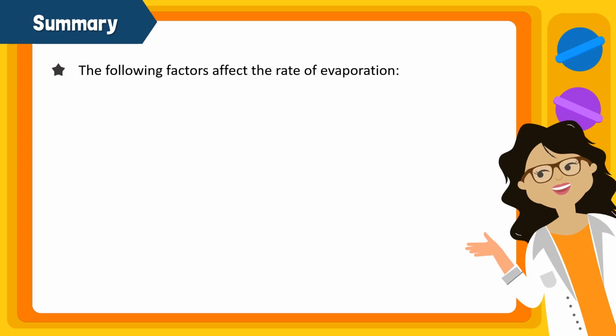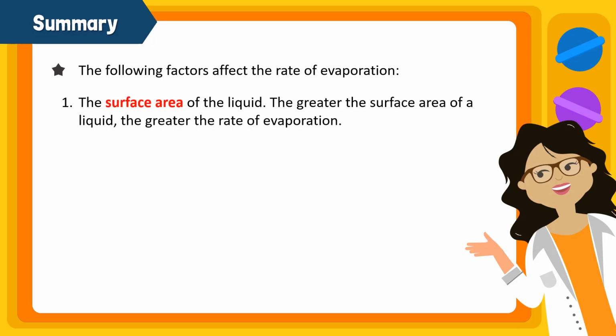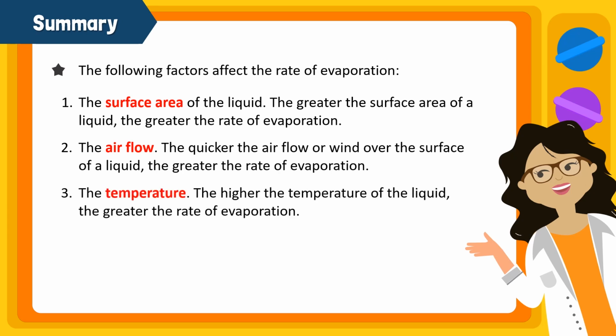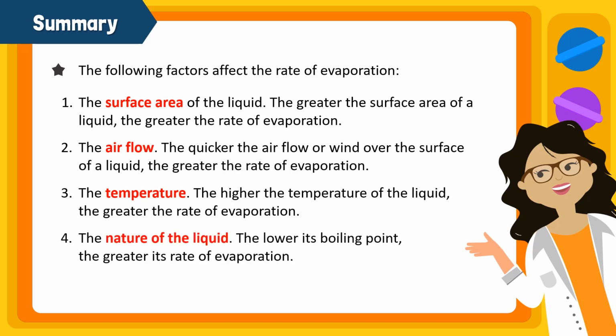The following factors affect the rate of evaporation. First, the surface area of the liquid. The greater the surface area of a liquid, the greater the rate of evaporation. Second, airflow. The quicker the airflow or wind over the surface of a liquid, the greater the rate of evaporation. Third, temperature. The higher the temperature of the liquid, the greater the rate of evaporation. Fourth, the nature of the liquid. The lower its boiling point, the greater its rate of evaporation.